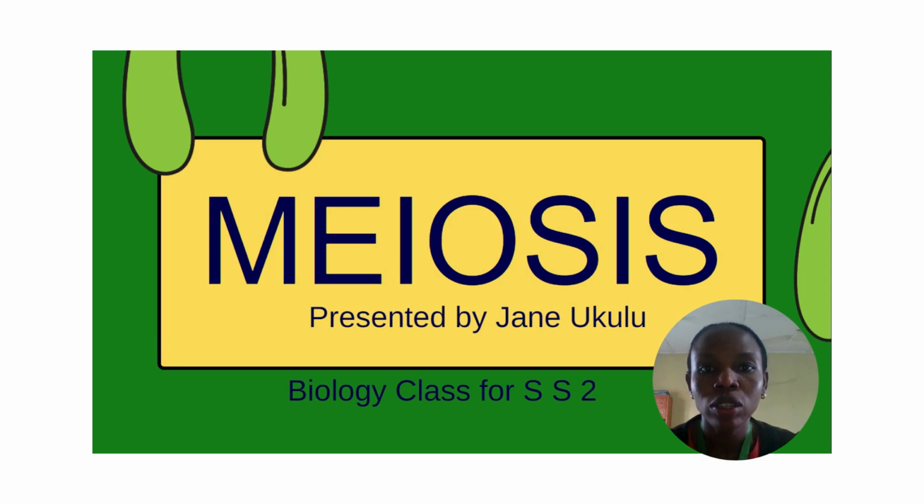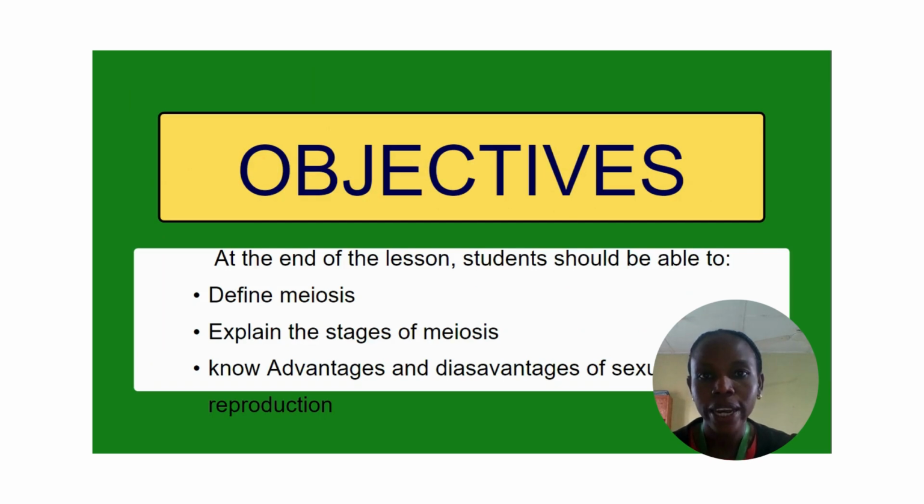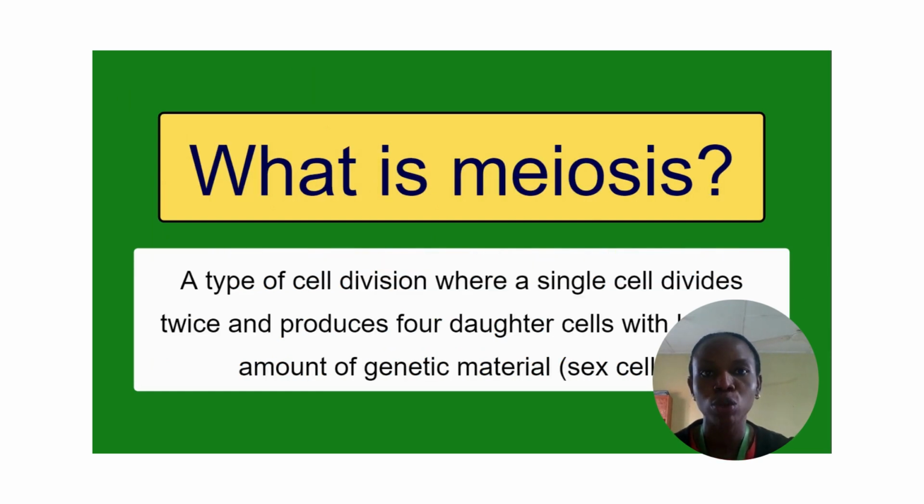All right, today we are going to be talking about reproduction, the sexual form of reproduction, and our case study will be on meiosis. At the end of this lesson, I expect you to be able to define meiosis, to explain the stages of meiosis, and know the advantages and disadvantages of the sexual form of reproduction.